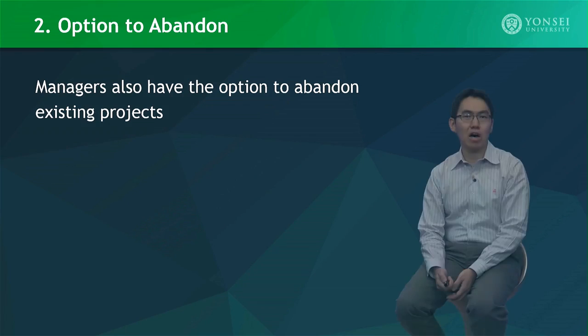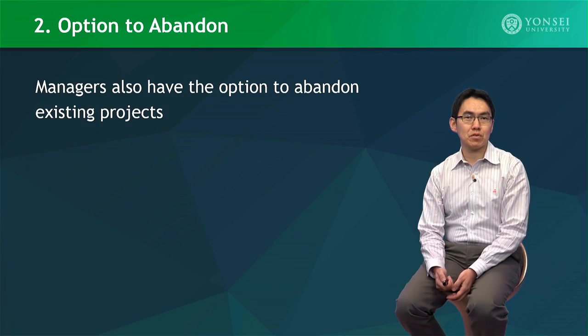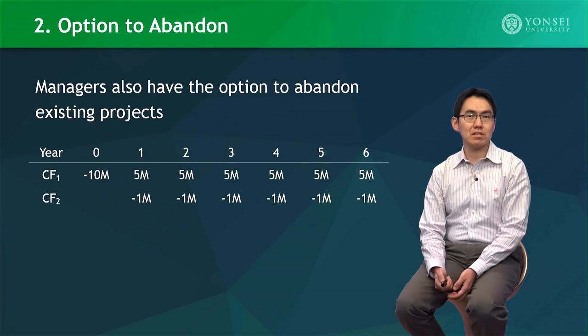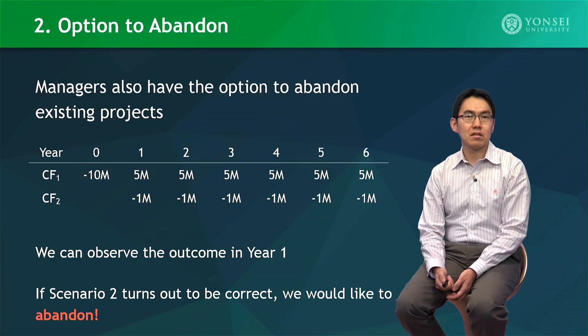Next, let's study the option to abandon. Managers not only have option to expand, but also options to abandon the existing project. We'll use the same project, but now assume that the company does not have the option to expand in a good state. Instead, it could benefit from the option to abandon if the bad state occurs. The assumptions are the same. We could observe the outcome in year 1.